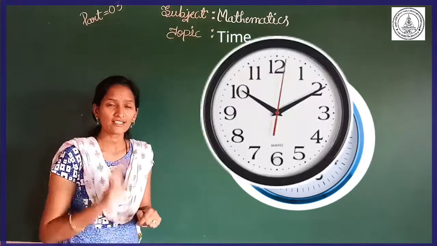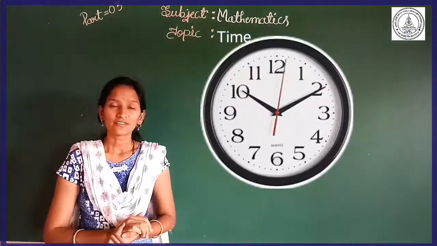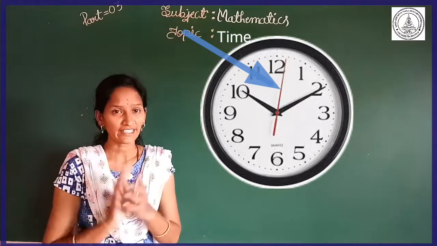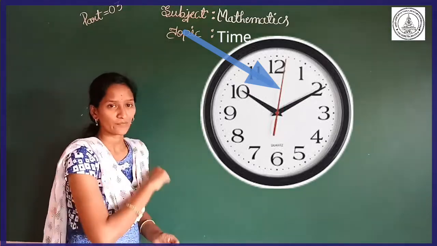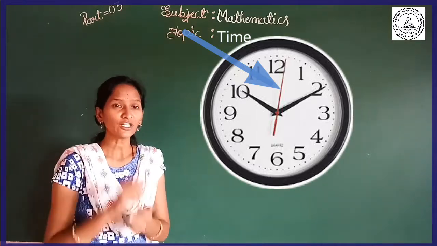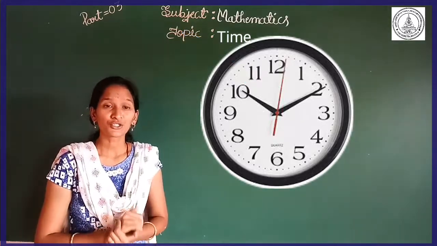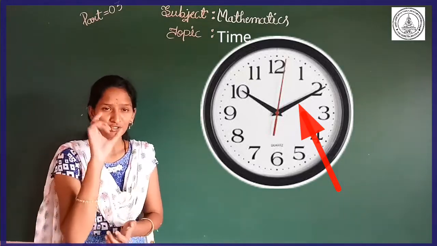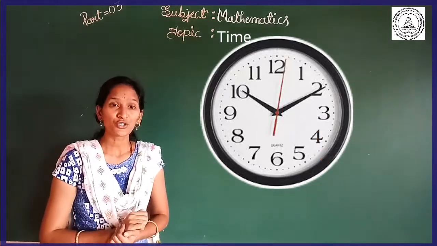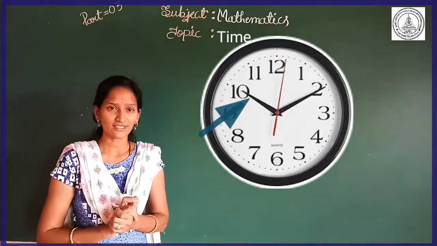And this clock has 3 hands. The first one is the second hand. It is always rotating along the clock. And the next one is the longer hand. It shows minutes to us. And the third one is the shorter hand. It shows hours to us.